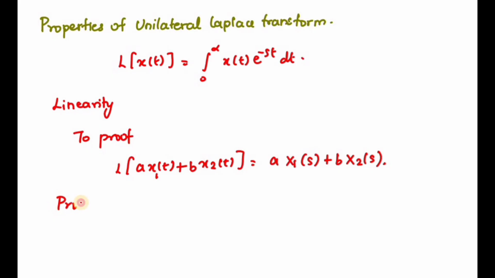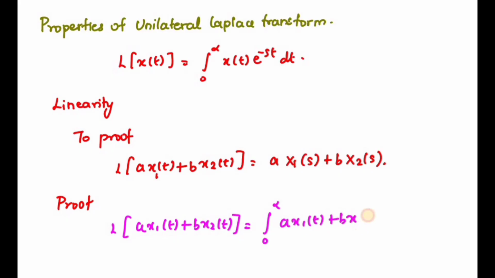So the proof is: instead of x of t, I am going to substitute the entire thing here. If I substitute in the first equation, it becomes the integral from 0 to infinity of a into x1 of t plus b into x2 of t, times e power minus st dt.